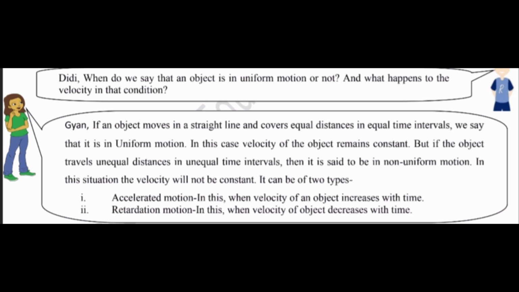Gyan, if an object moves in a straight line and covers equal distance in equal time intervals, we say that it is in uniform motion. यानी वो uniform motion में है यदि एक ही स्पीड या एक ही velocity से वो मूव कर रहा है. In this case, velocity of the object remains constant, but if the object travels unequal distance in unequal time, then it is said to be in non uniform motion.